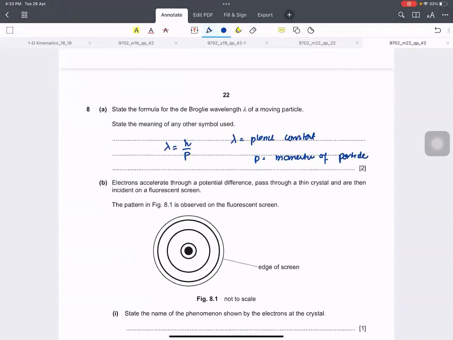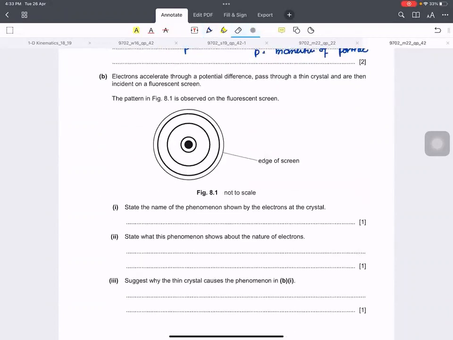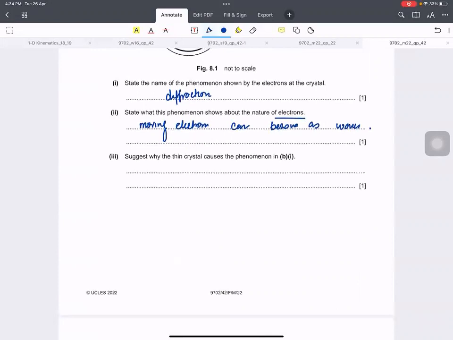Okay, then you have the screen. State the name of the phenomenon shown by electron diffraction. State what this phenomenon shows about the nature of electrons: that moving electrons can also behave as waves. So any moving particle will.